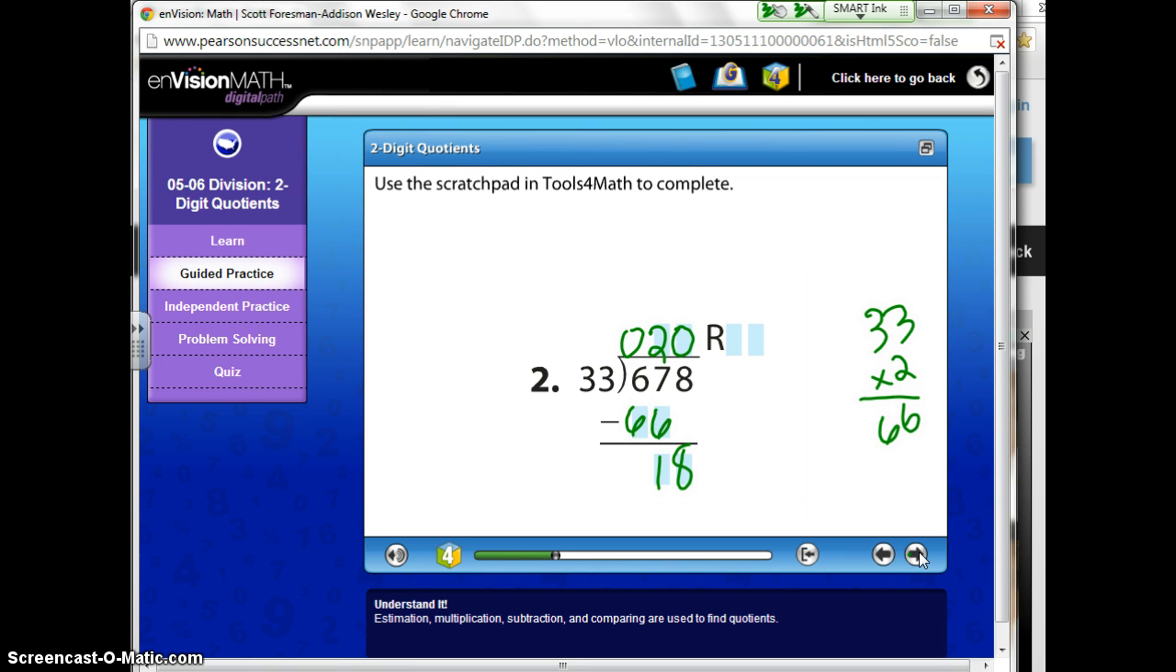Now, think twice again. 0 times 33? 0. So our remainder is? 18. Is that okay? Yep. It is. So far, so good? Yep. So far, they've given you all easy ones.